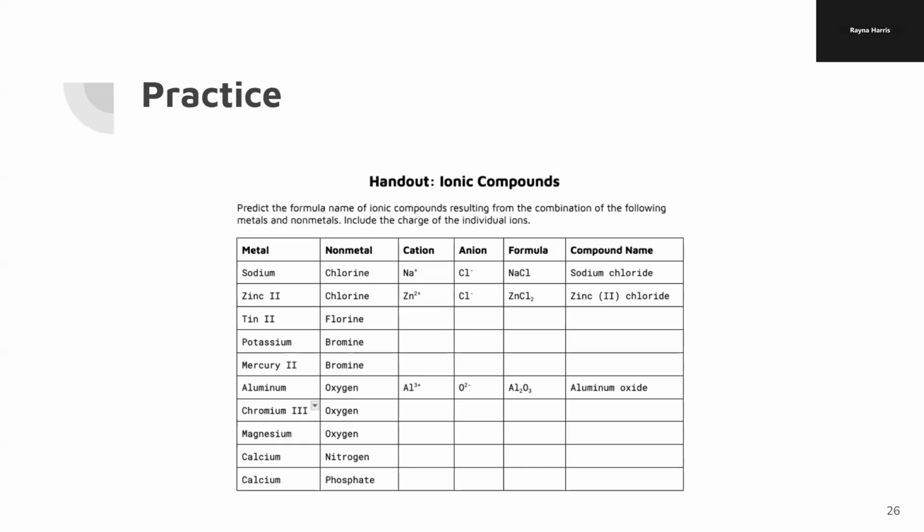Okay, no, we're going to do a little more. So what compound is produced from tin, fluoride, tin 2, and chlorine? SnF2, correct? What is potassium and bromine? What does that make? KBr. KBr, awesome. Does anybody have any questions about that handout?